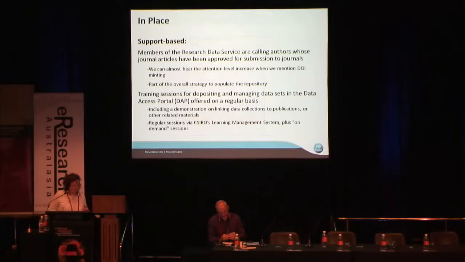So we also have in place a more people-oriented approach. Members of the Research Data Service are currently calling authors whose journal articles have recently been approved internally. So we have an internal approval process. It's web-enabled. We can run reports in it, which is actually a really big win factor. And when we're talking to people, apart from having to say we're from CSIRO's Research Data Service because they're really not sure that that exists, we can almost hear the attention level increase when we mention DOIs. So it's certainly anecdotal evidence, but they get DOIs.